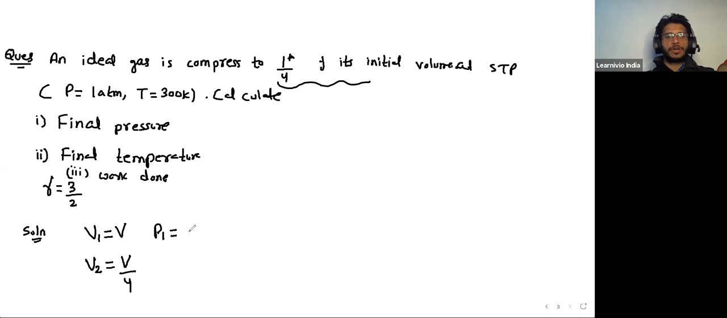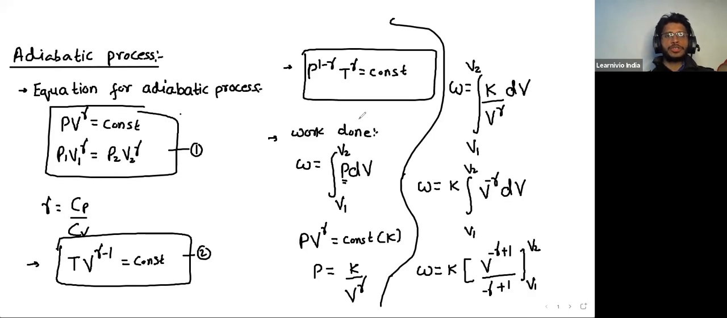So how much is P1? What is initial pressure? 1 atm. We need final pressure. You have initial volume, you have final volume, you have initial pressure. You just have to calculate the final pressure. So out of these three equations, can you guess which one is the most appropriate equation? First one, very good.